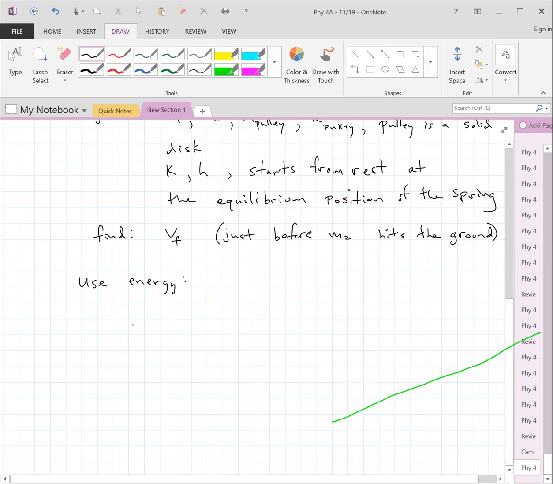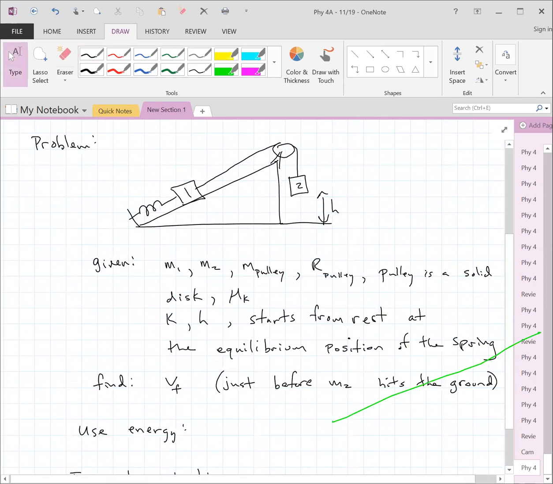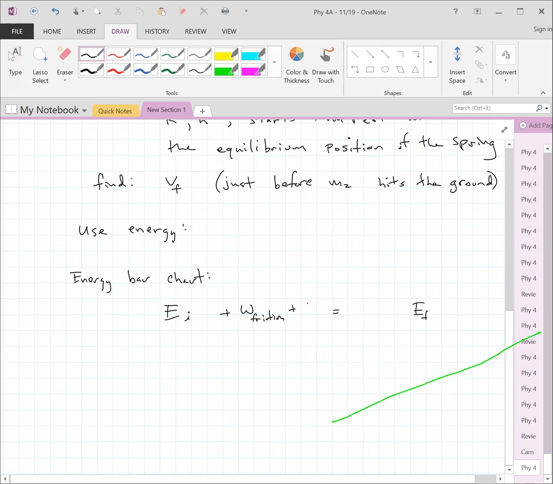All right, I'm just going to make up an energy bar chart here real quickly. Remember, we'd like to say E initial is equal to E final, but some stuff gets in the way, right? Friction might get in the way. Do I have friction? Oh, I forgot something here. I have to add in mu sub k, friction. And external forces might act on our system. Now we have an equation.